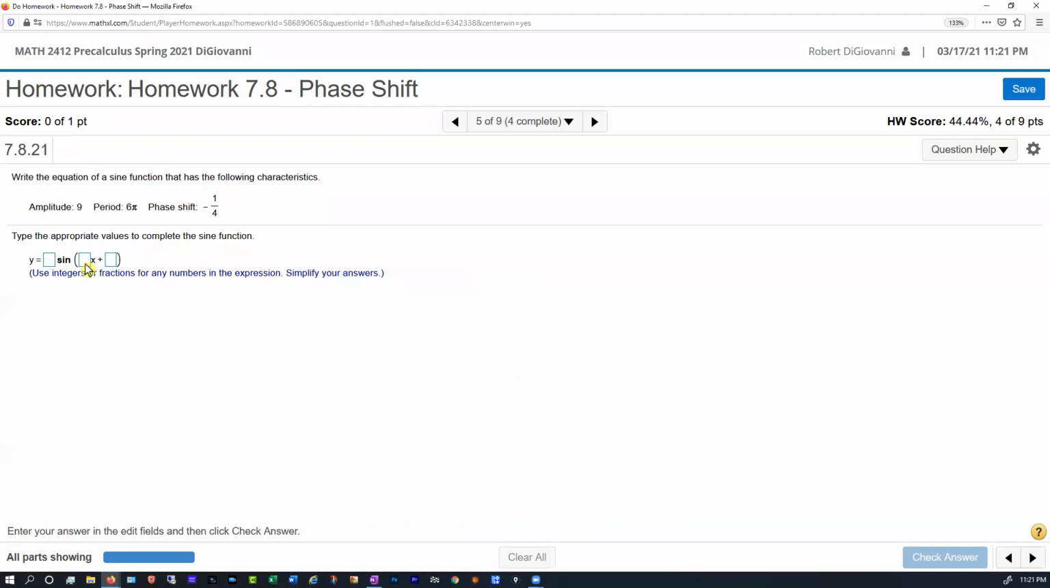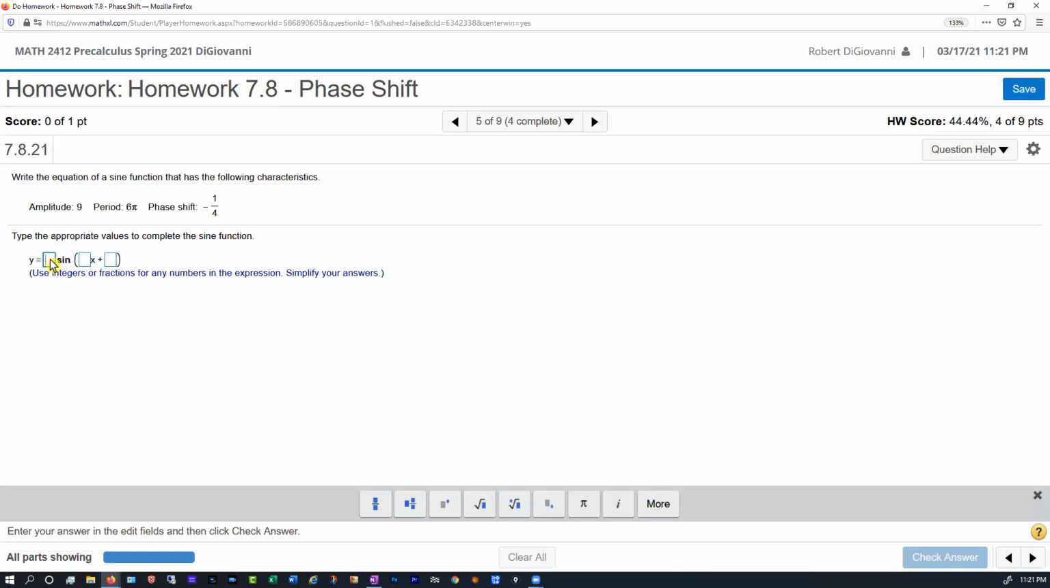Okay, this one will be a little bit like that last one. What number am I on? 5? Okay, amplitude is 9. Period is 6 pi. I know my period must be 2 pi over omega, but the period they're saying is 6 pi. That must be 2 pi over omega. Multiply both sides by omega, and then divide both sides by 6 pi. Pi's cancel. 2 over 6 is 1/3. So omega must be 1/3.